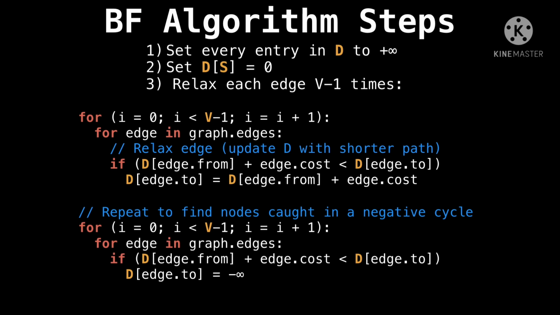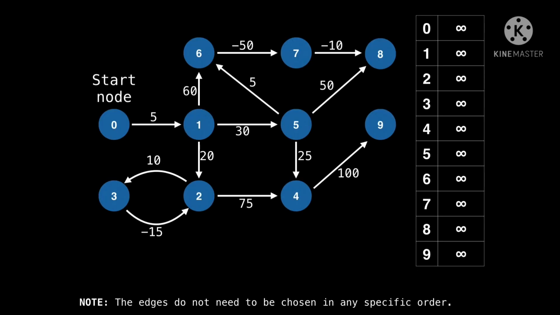What we're doing in the second pass is checking for any nodes that update to a better value than the known best value. And if they do, then they're part of a negative cycle, and we want to mark that node as having a cost of negative infinity. Let's look at a full example.